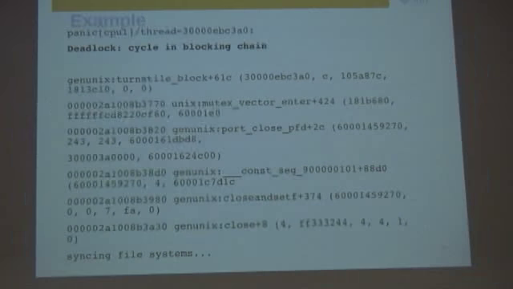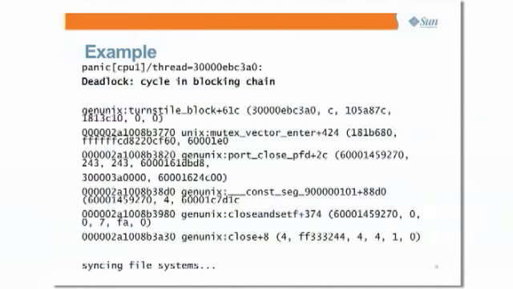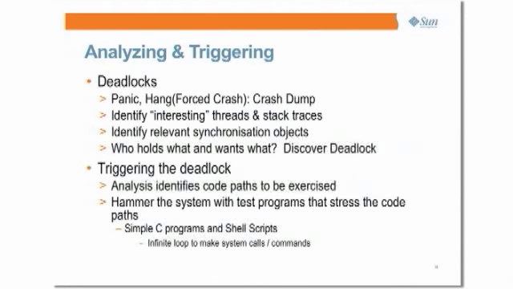Going forward, this is an example of a deadlock wherein the system detected that this would cause a deadlock, so it's a cycle in the blocking chain and it panics. Right. So going forward, how do you analyze and figure out deadlocks? You basically look at the crash file and figure out the threads which are involved in causing the deadlock.